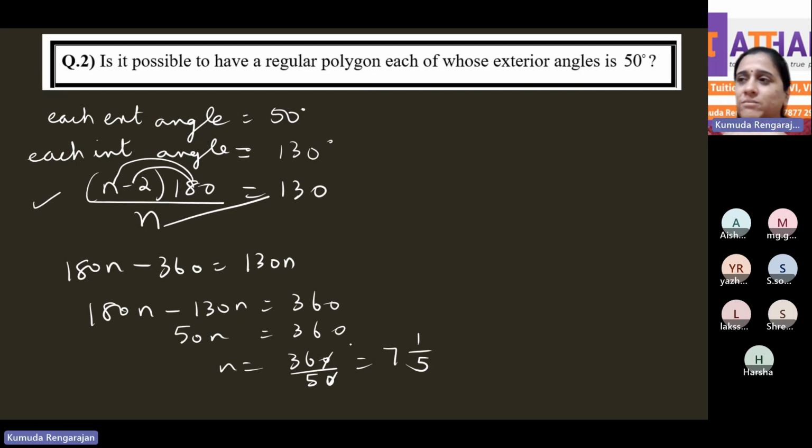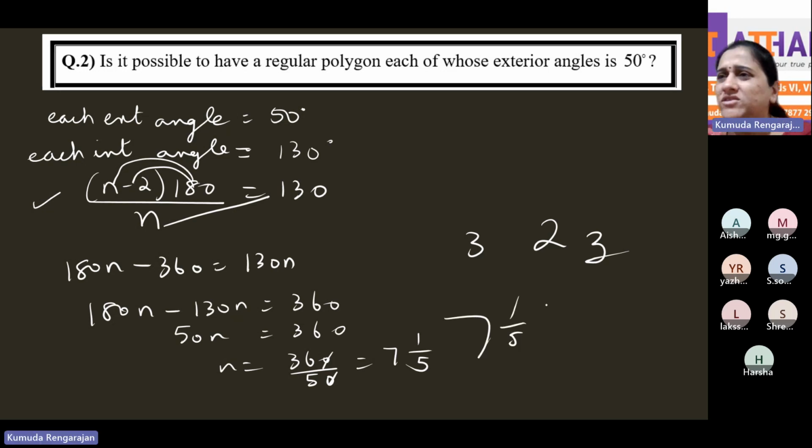Because it should be a natural number. The number of sides should be 3 or anything more than 3. Even if it's 2, you cannot accept it because the number of sides cannot be 2. Two-sided polygon, no. So the minimum answer should be 3. So 7 1 by 5 is not possible. You understand? I don't have to explain more than this.